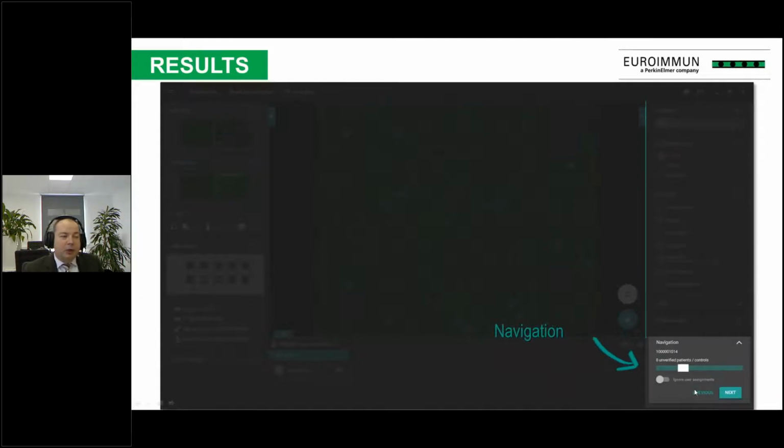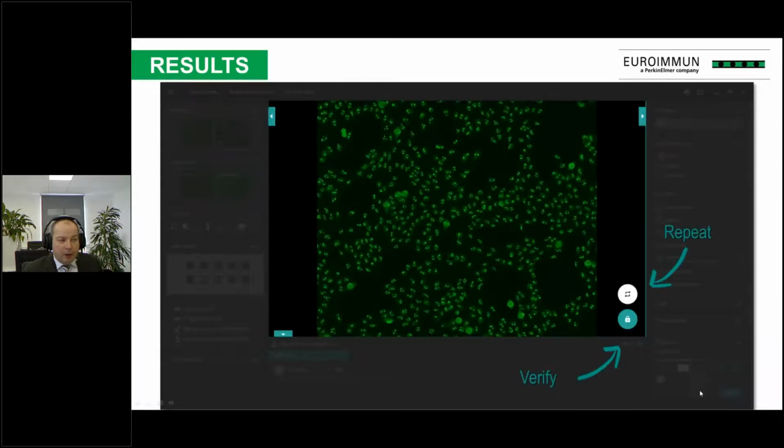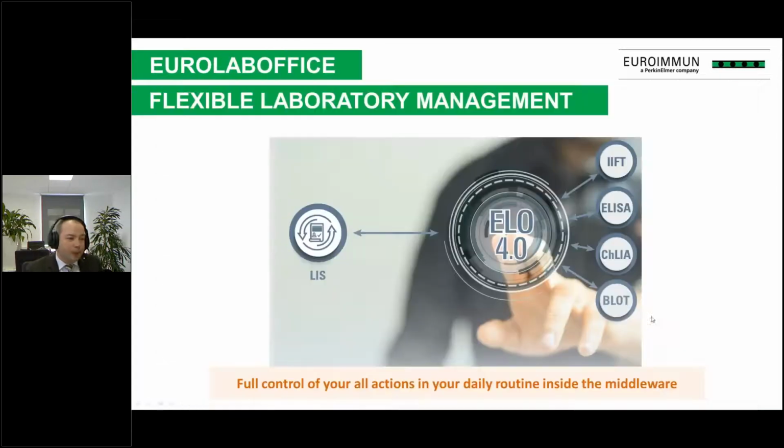Navigation between controls and samples can be found here, and the last points, close to the whole image of this biochip, you see two buttons for verification or for repeating. For more information about EUROLab office, please check our homepage or call us.